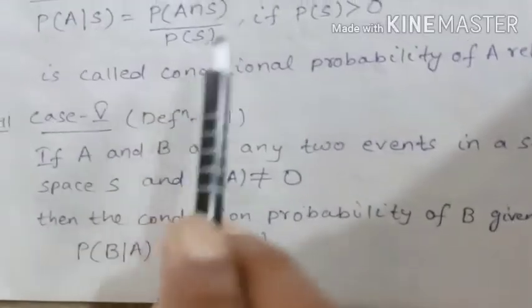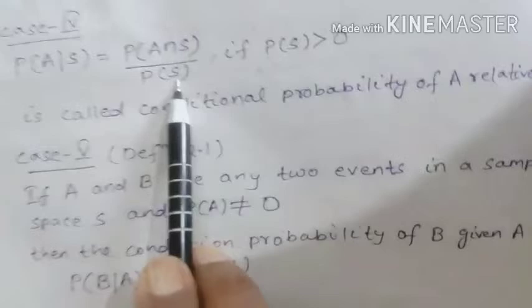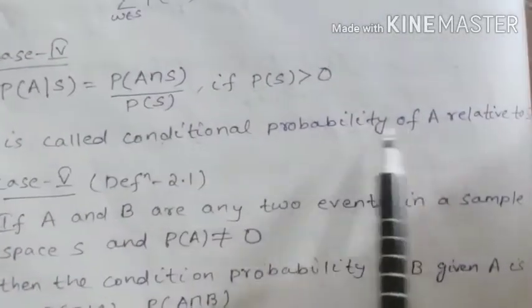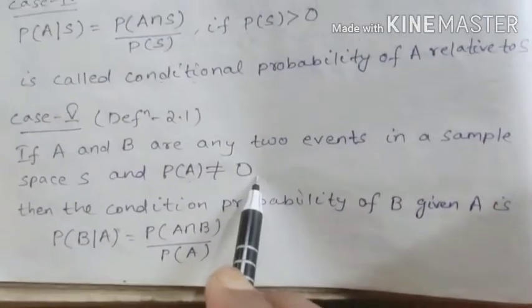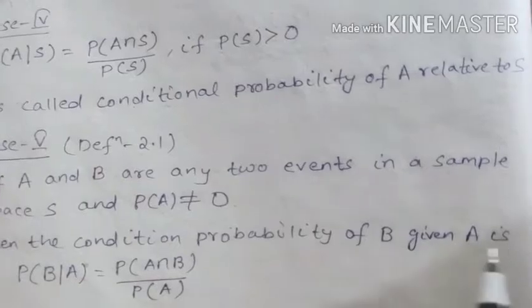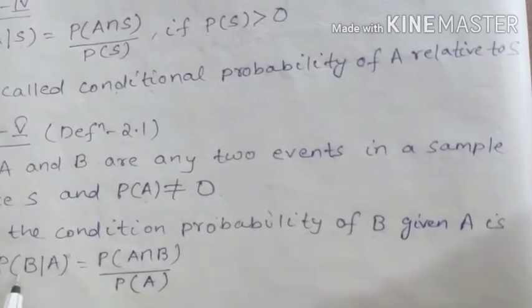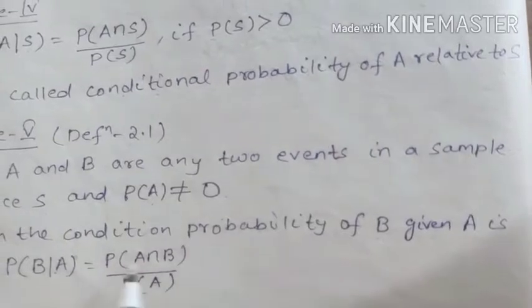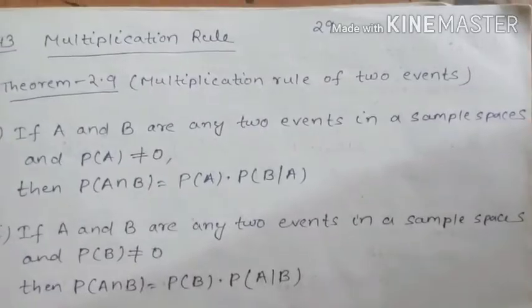Case 4: P of A given S is equal to P of A intersection S by P of S. Because it is a ratio with a numerator and P of S as the denominator, P of S must be greater than 0. It is called the conditional probability of A relative to S. And if P of A is not equal to 0, then the conditional probability of B given A, that is P of B given A, is P of A intersection B by P of A. Multiplication rule.